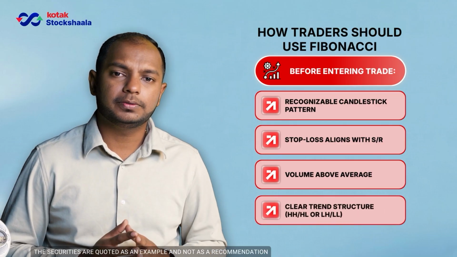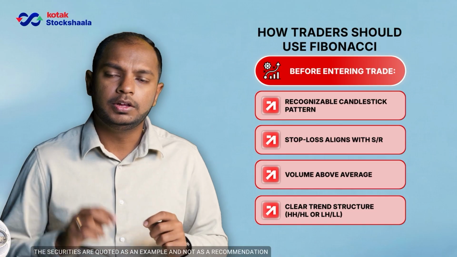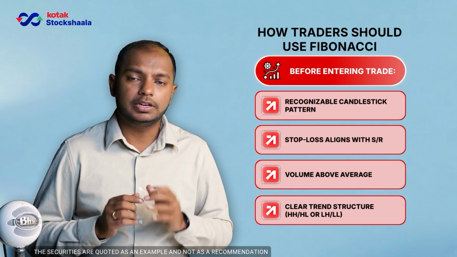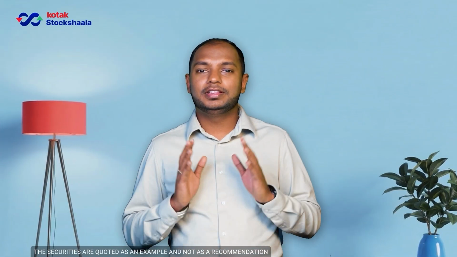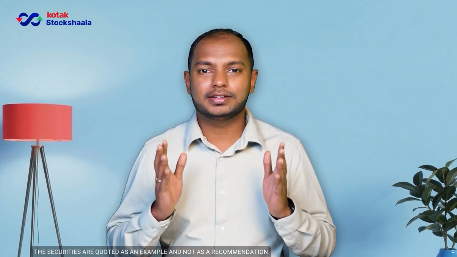And finally, the fourth one is to check if the trend has proper structure, like higher high, higher low, or a lower high and lower low formation. That is when a Fibonacci level is going to give you a high conviction entry level. So that's the story behind Fibonacci retracements. The mathematics, the golden ratio, and how traders apply it.